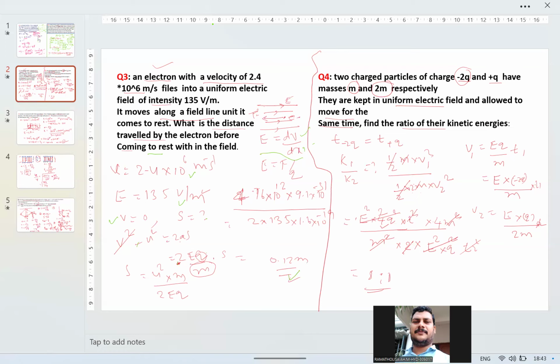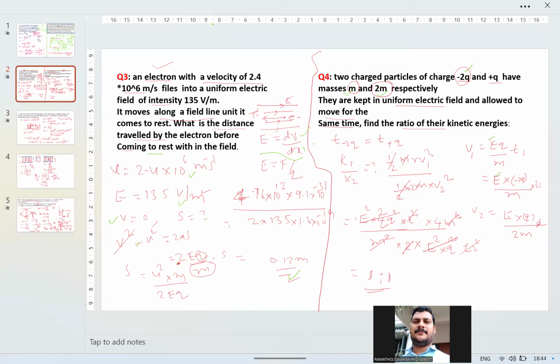So 2.4 whole square into 10 power 6 into 10 power 12 like that. So this is the answer. Now there are two charged particles. Next question: minus 2Q and Q have masses M and 2M respectively. So the minus 2Q object has mass M, and the Q charge has mass 2M. Those two are kept in a uniform electric field. The electric field is the same for both of them.